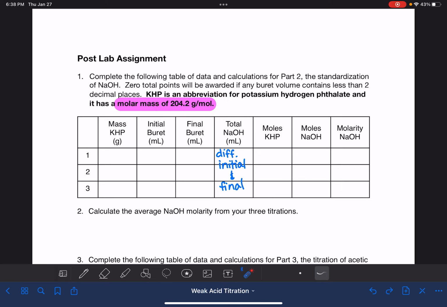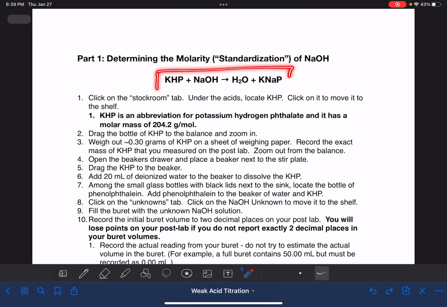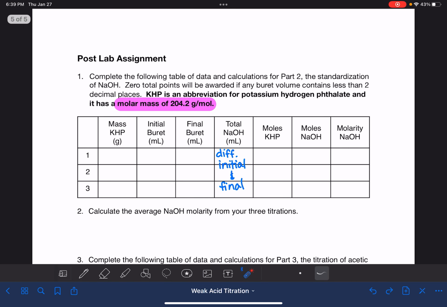In this column, you'll be calculating the moles of NaOH used in each one of these trials. And you're going to get that by converting the moles of KHP into moles of NaOH. Anytime you do a multimole conversion, you always need to use a balanced chemical equation, and the equation that you're looking for is right here. KHP and NaOH react with each other in a 1-to-1 ratio, so that's a super easy conversion. Every 1 mole of KHP requires 1 mole of NaOH. So this is going to be a 1-to-1 conversion factor. Nice and easy.